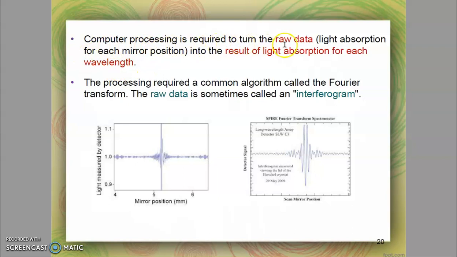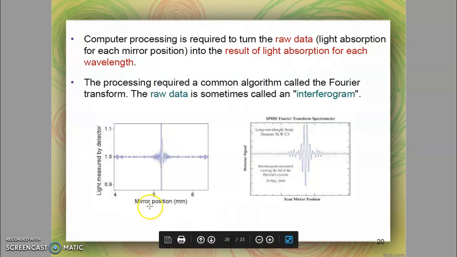Computer processing is required to turn the raw data, light absorption for each mirror position, into the result of light absorption for each wavelength. The process requires a common algorithm called the Fourier transform. That's why it is called Fourier transform, as it uses a mathematical equation. The raw data is sometimes called an interferogram. So they will study the result from the mirror position and the scan.